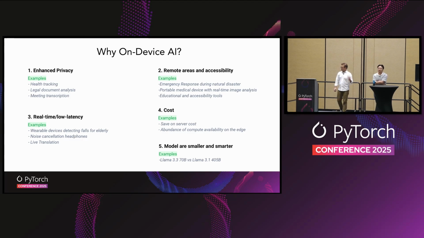A few other reasons for doing on-device ML, especially on the LLM side, on GenAI, are that the models are getting smaller and they're getting smarter. What a larger model used to be able to do a couple of years ago is now available with much smaller models on the edge.